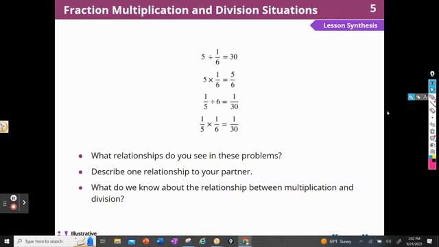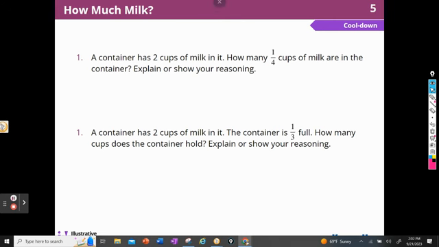What do we know about the relationship between multiplication and division? I can sometimes find the value of a division expression using multiplication. And that's why these two expressions have the same answer. I can divide by 6 or multiply by 1/6. That's how that can help me. All right, let's move on to the cool down.